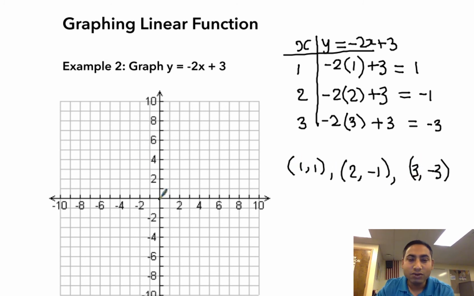So let's do that. 1, 1 right there, 2, negative 1, and then 3, negative 3 right there. Let me make them a little bit bigger. Alright, so we got 3 points. So we're going to join them with a nice straight line. You want to use a ruler when you do this. Boom. And that's the graph of y equals negative 2x plus 3. So note that the graph of a linear function is always going to be a straight line.